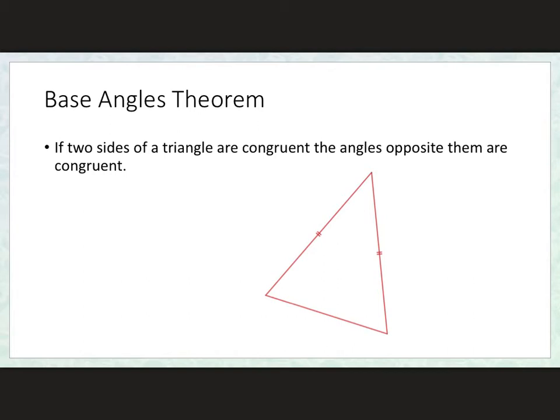The base angles theorem states that if two sides of a triangle are congruent, the angles opposite them, also known as the base angles, are congruent. This means that every isosceles triangle also has at least two angles that are congruent.